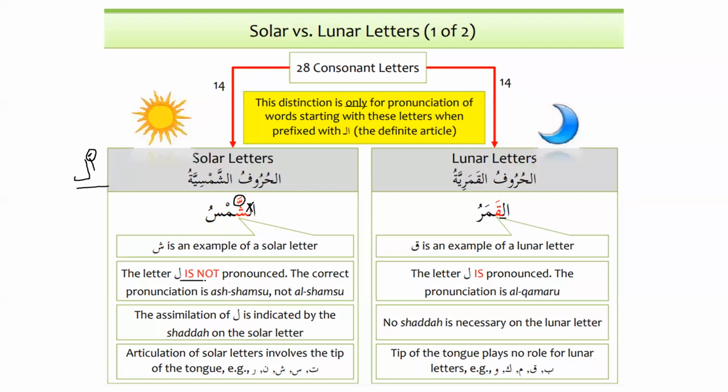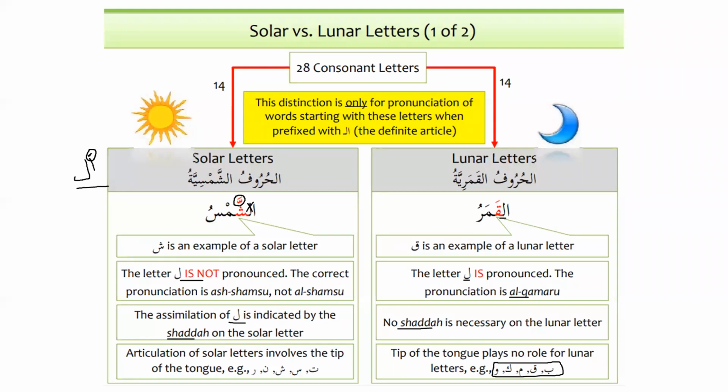So as we can see here, the lam is not pronounced, and the correct pronunciation will be ash-shamsu, and here the lam is pronounced, and the correct pronunciation will be al-qamaru. And then we can see that after lam, the word is marked by shadda, but here there is no shadda at all. When you learn the pronunciation of the letters, these are normally pronounced with the tip of the tongue, like ta, sa, sha, na, and ra. We don't really need to bother about that as of now. The thing that we need to focus on is how to pronounce lam or how to pronounce al.